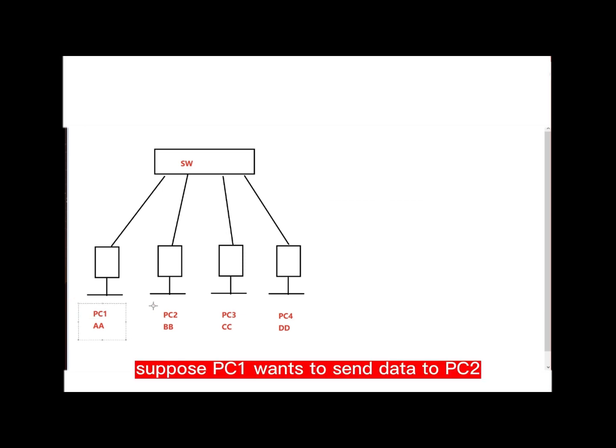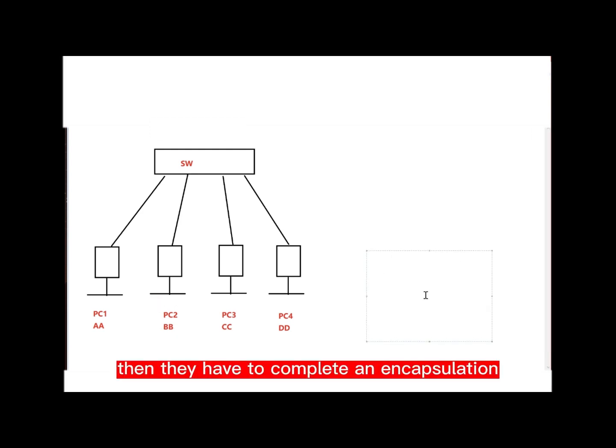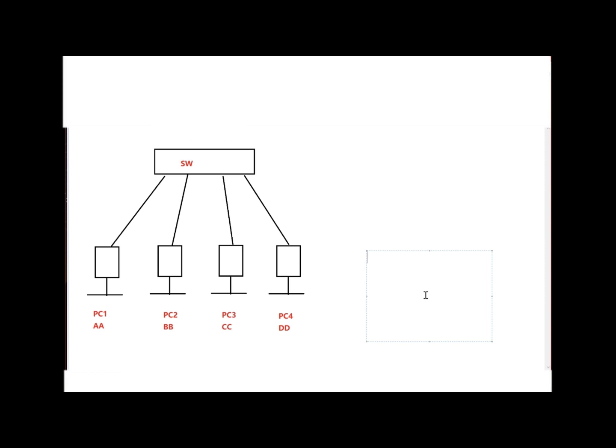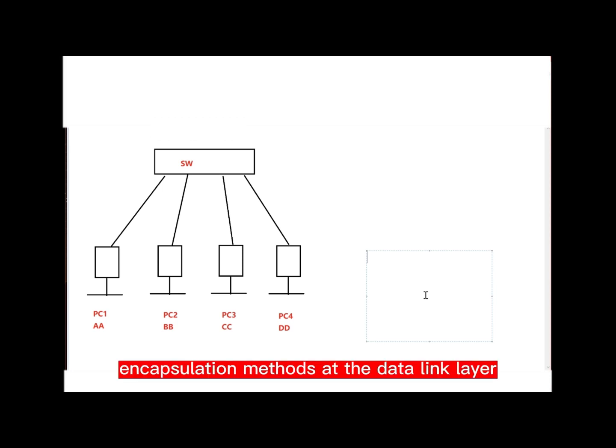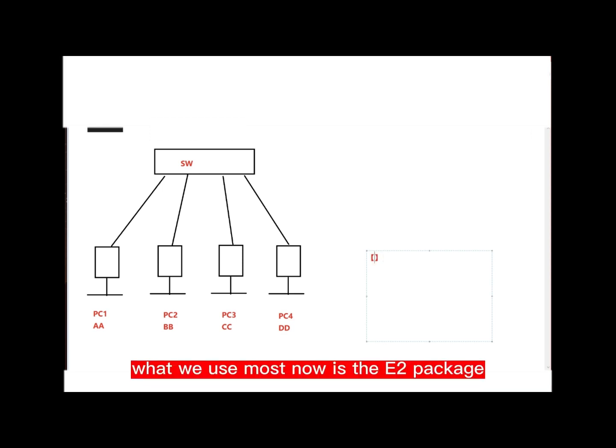Suppose PC1 wants to send data to PC2. Then they have to complete an encapsulation of the source MAC and the destination MAC. We talked about this. There are two encapsulation methods at the data link layer. One is called E2. One is called 802.3. What we use most now is the E2 encapsulation.